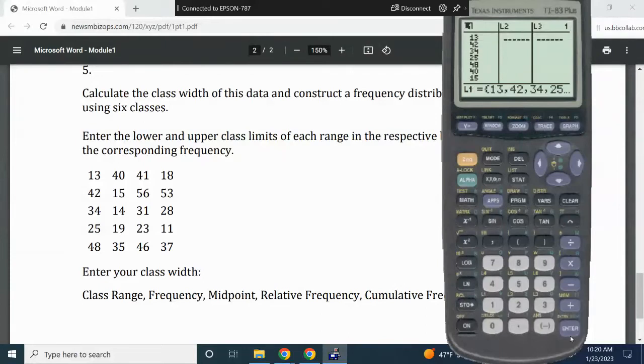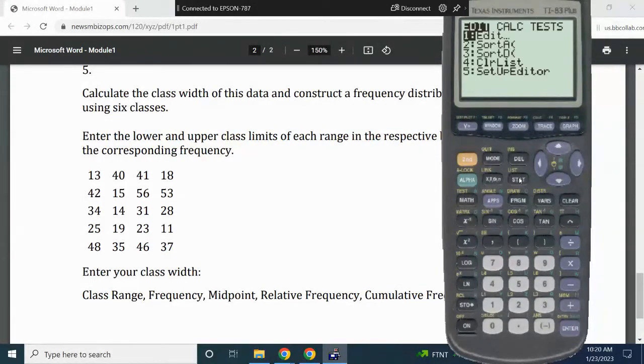All right. So now I'm going to put this in order from the largest to the smallest, or you can even put it in order from the smallest to the largest. All right, so I'm going to go back to my home screen. I'm going to hit second and mode, which is the quick key. I'm just going to clear out my home screen. I'm going to go back in the stat. And then you have this sort A and sort D.